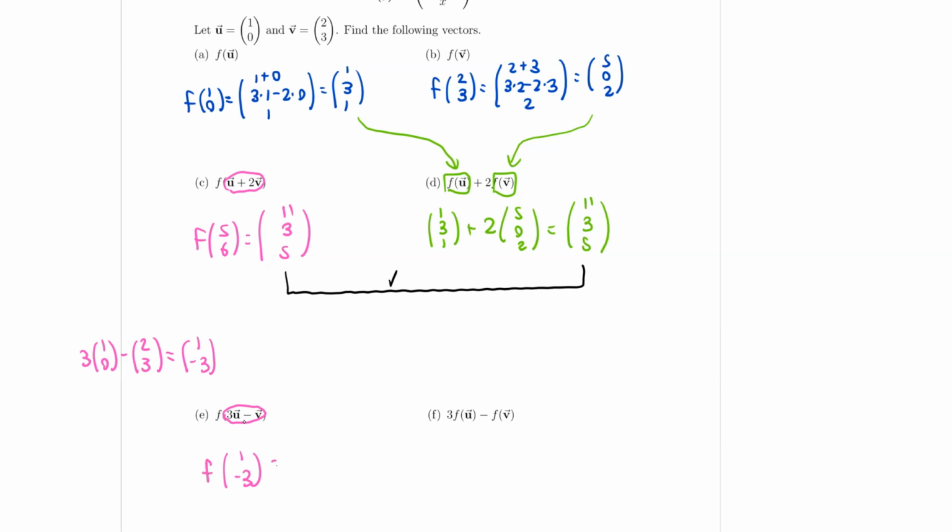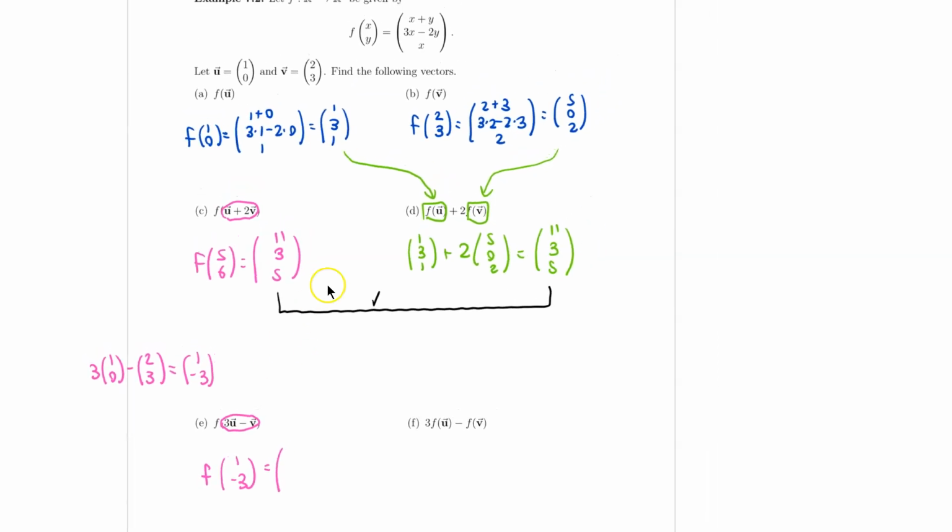So f of (1, negative 3), I can just plug 1 in for x and negative 3 for y. So I'm going to have negative 2. The next one is going to be 3 minus negative 6, so that's going to be 3 plus 6. I'm going to get a 9. And the last one is going to be just 1.